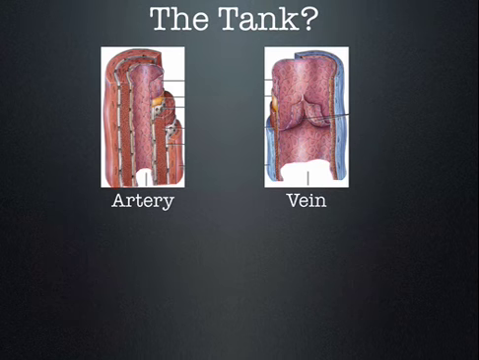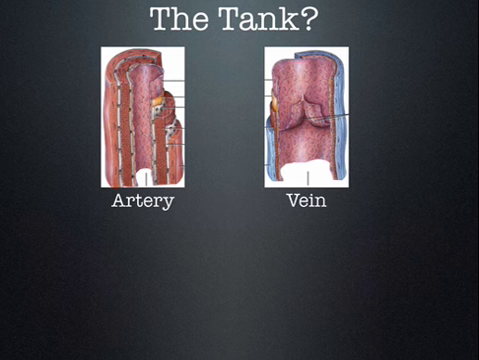Why do we call the IVC a tank? Well, first we have to think about the anatomy of a vessel, of an artery and a vein. An artery is a thick-walled structure. It maintains its architecture, whether there's high pressure or low pressure, whereas a vein is a thin-walled structure that will change its architecture depending upon what the luminal pressures are.